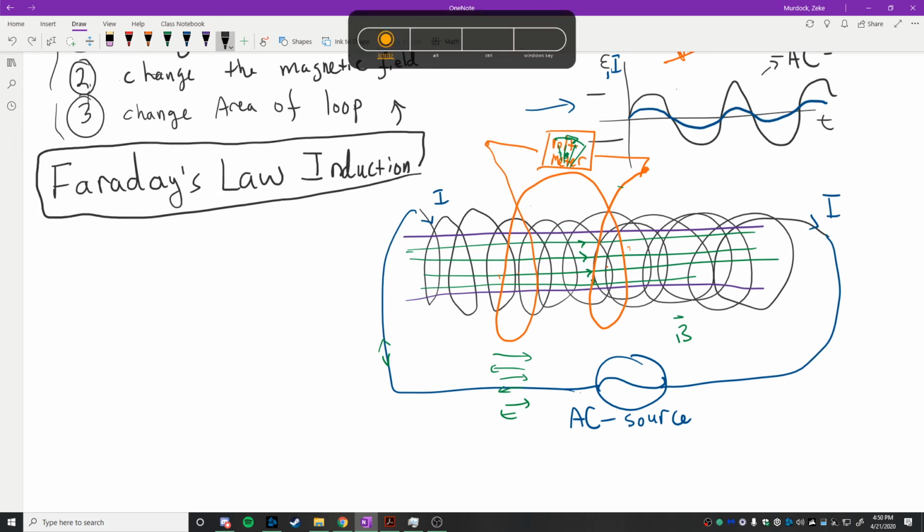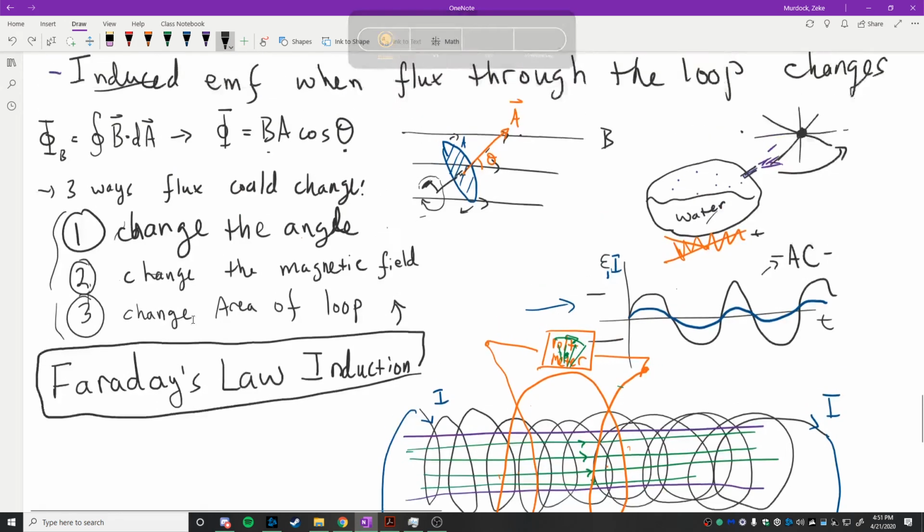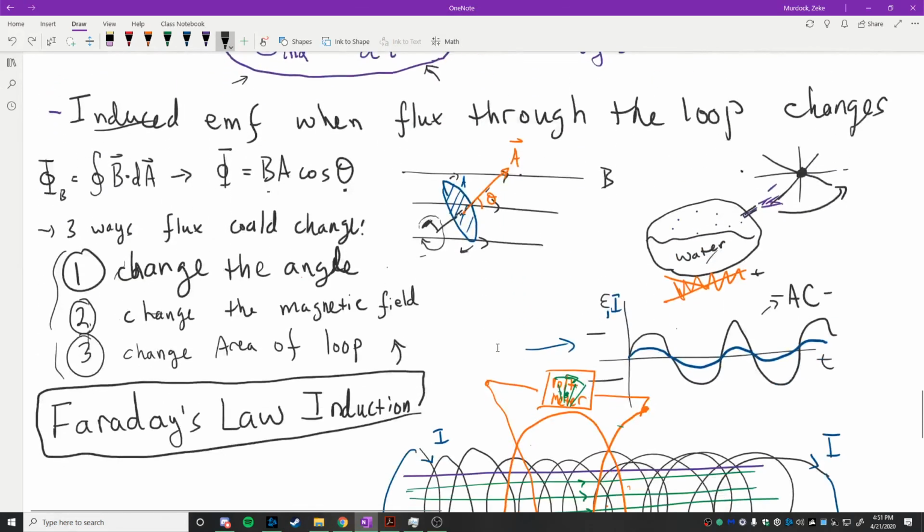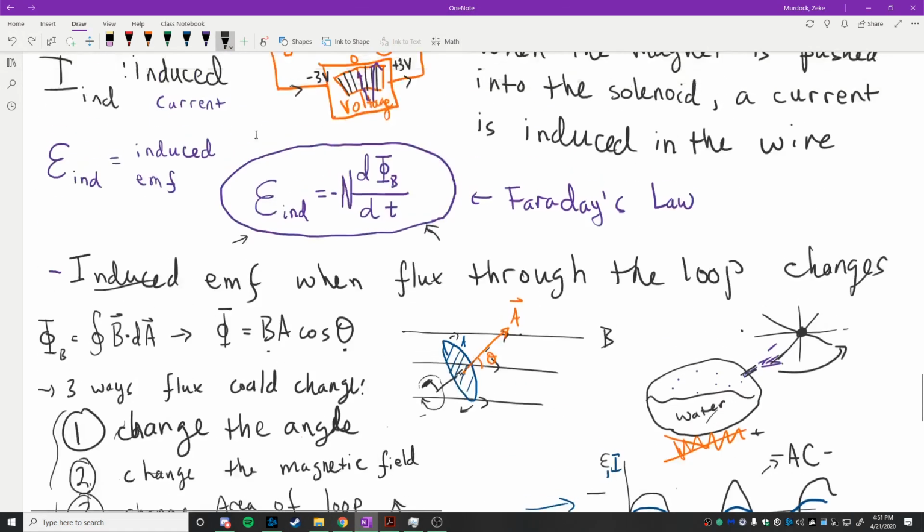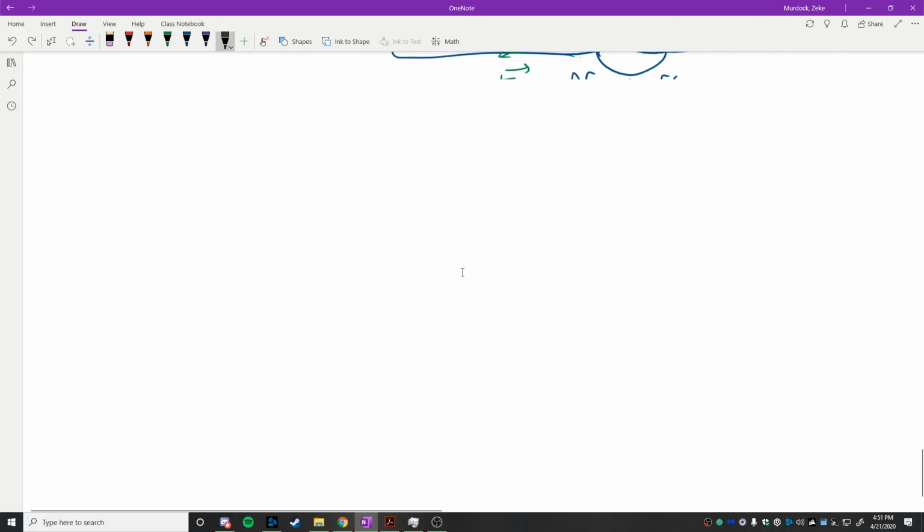Let me go down just a little bit. We're going to go into a lot more detail about Faraday's Law of Induction. This is just an introduction to how it works, but you need to realize the principal idea, which is this change in magnetic flux. That's what we're going to be talking about for a few weeks here.